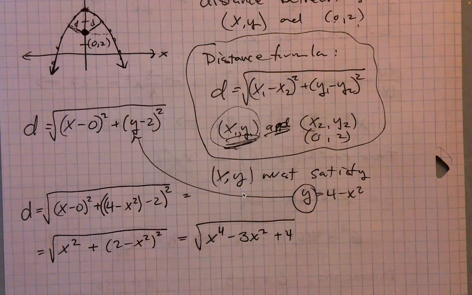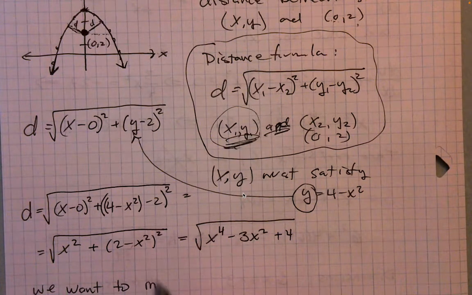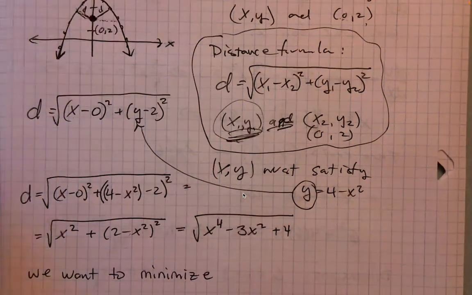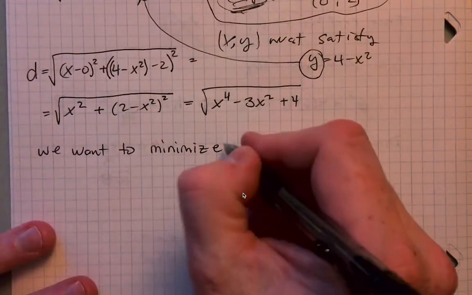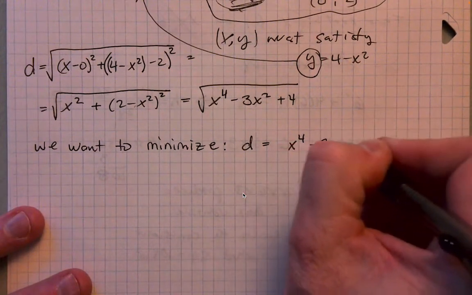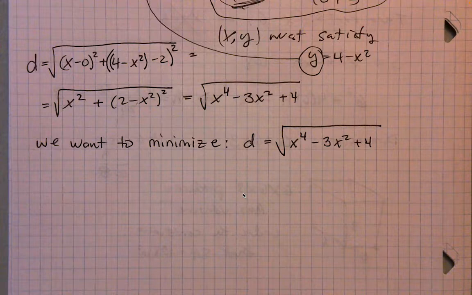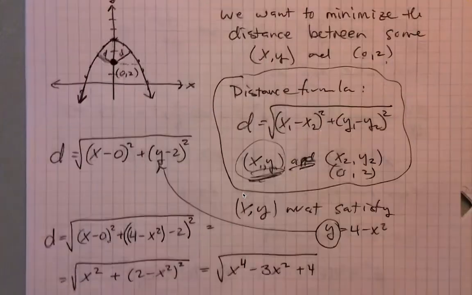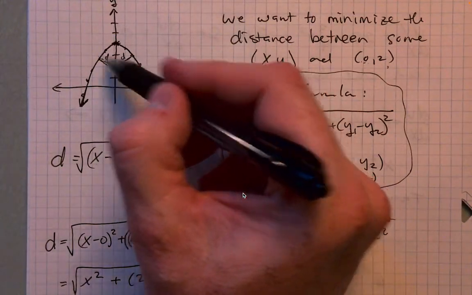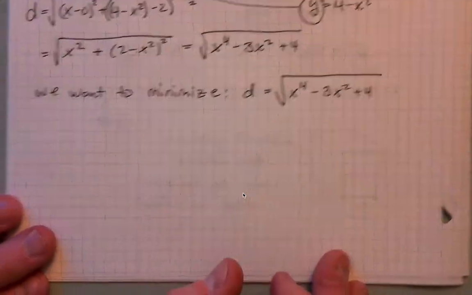So we want to minimize d equals the square root of x to the 4th minus 3x squared plus 4. That's what we want to minimize. In doing that, we will implicitly be finding the x value that produces the minimum distance between the point 0, 2 and this graph of y equals 4 minus x squared.